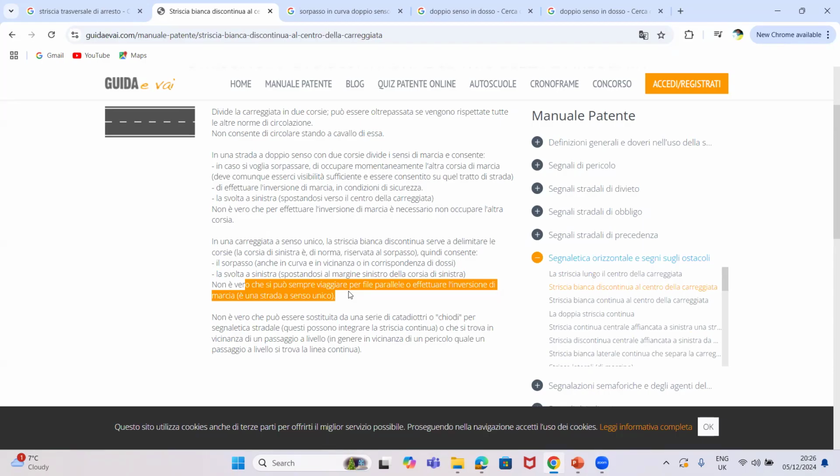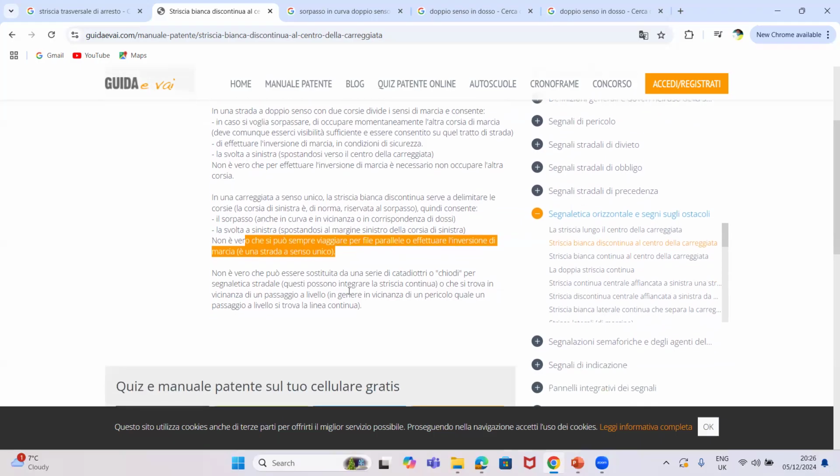And remember, it is senso unico, and it doesn't mean that you can invade that person's own corsia. No. Remember, when you are driving, you have to be very prudent. Use your traffic light, all these things, even if it is senso unico. Non è vero che può essere sostituita da una serie di catadiotri.